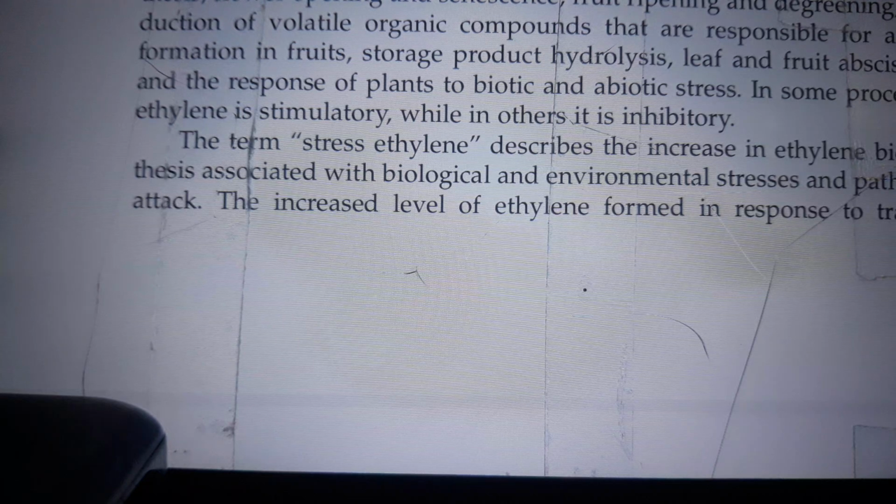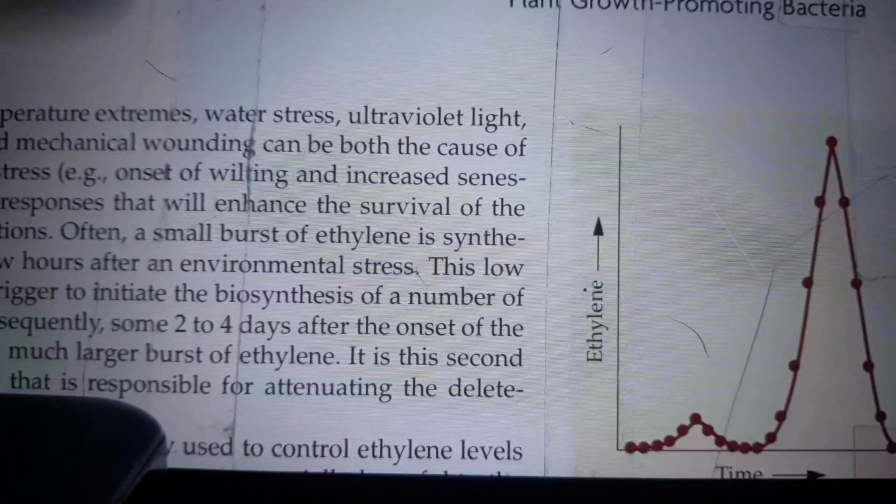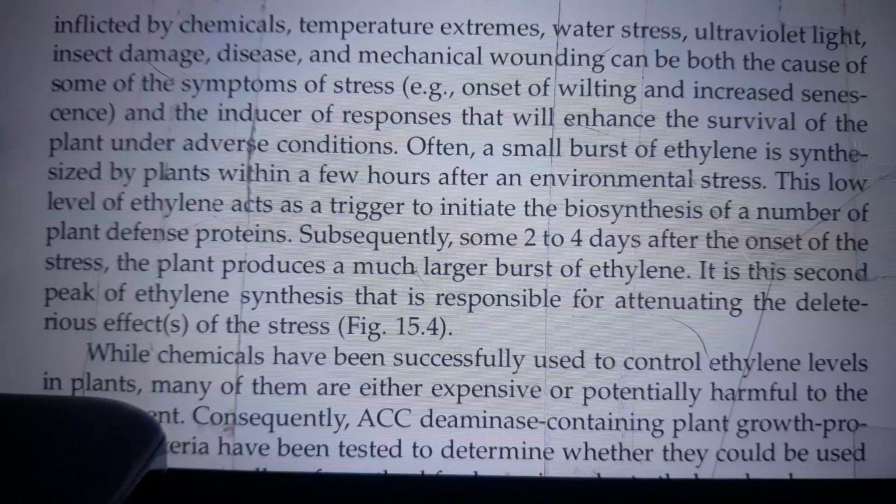In some processes, ethylene is stimulatory, while in others it is inhibitory. The term stress ethylene describes the increase in ethylene biosynthesis associated with biological and environmental stresses and pathogen attack. The increased level of ethylene formed in response to trauma inflicted by chemicals, temperature extremes, water stress, ultraviolet light, insect damage, disease, and mechanical wounding can be both the cause of some of the symptoms of stress, for example onset of wilting and increased senescence, and the inducer of responses that will enhance the survival of the plant under adverse conditions.